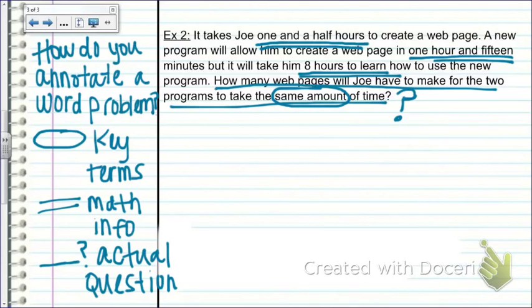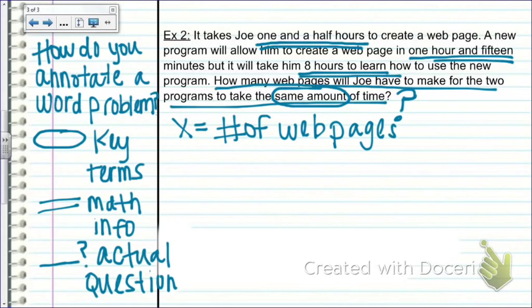The number of pages he creates determines how long he spends making them, right? Okay, so I would use either W or P or X. What do you guys think? X? Okay, let's just use X. So X equals number of web pages. Okay, so you always have to define your variable.